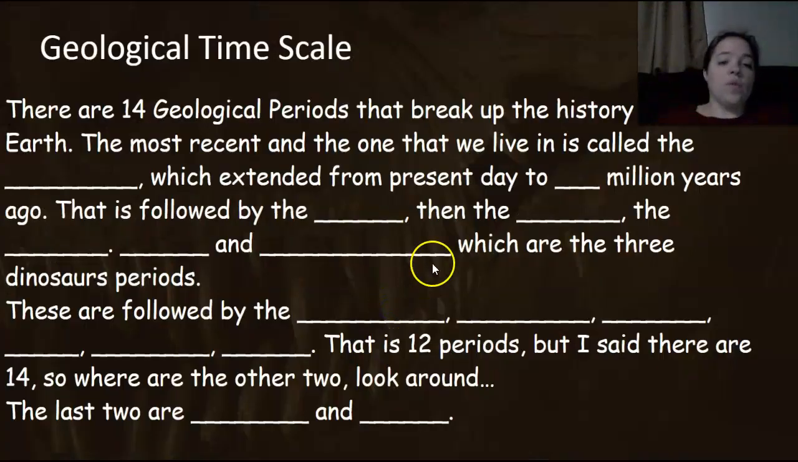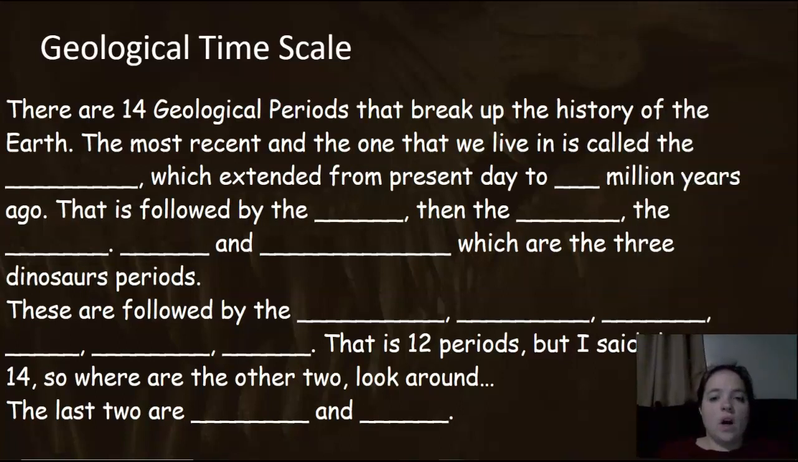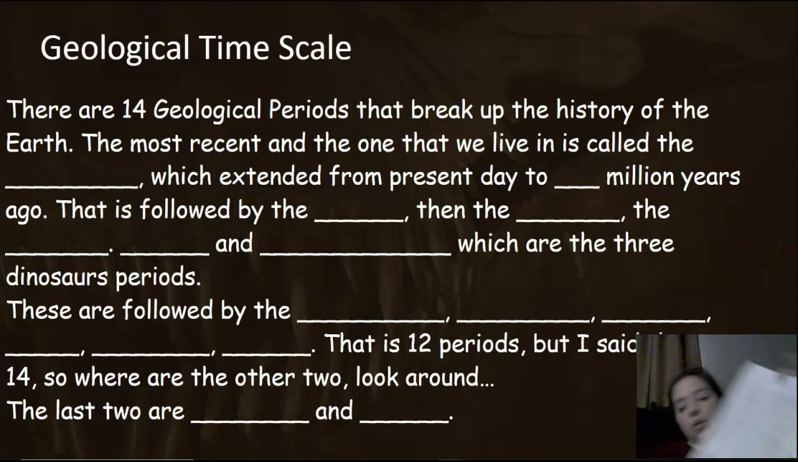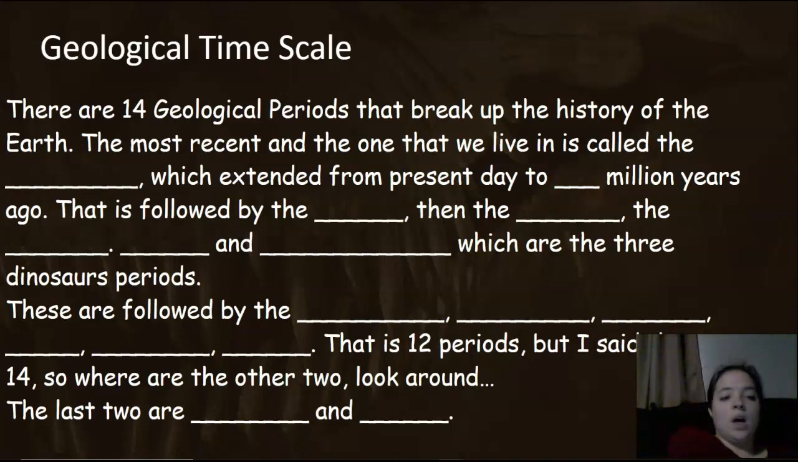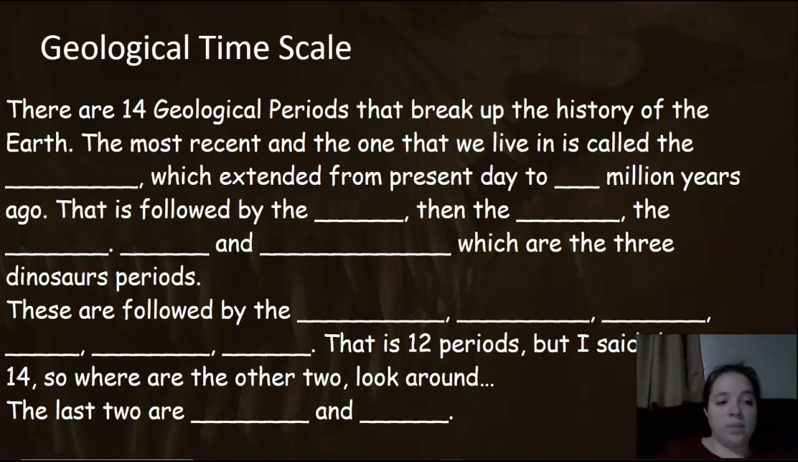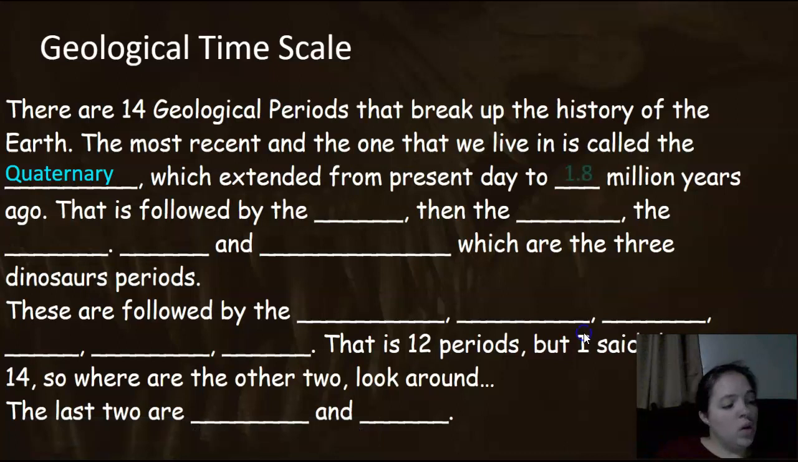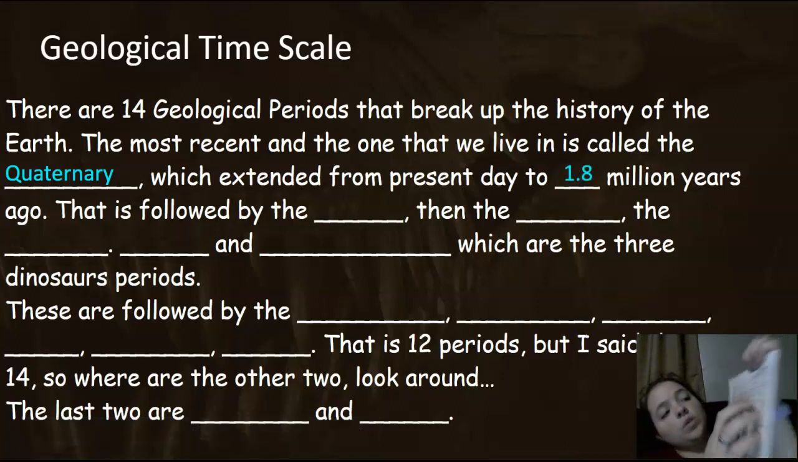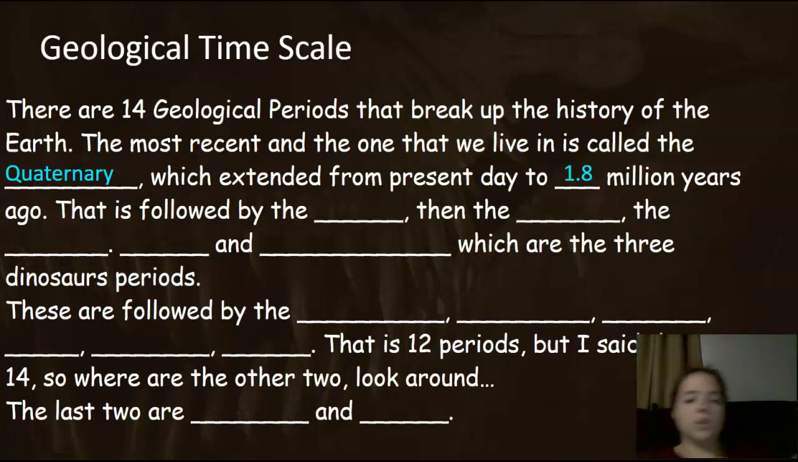All right, so there are 14 geological periods that break up the history of the Earth. You're looking on this page, page 8. The most recent one, the one that we live in, is called the Quaternary, which extends from the present day to 1.8 million years ago. If you were to go over to the Life on Earth column, it would give you the years.